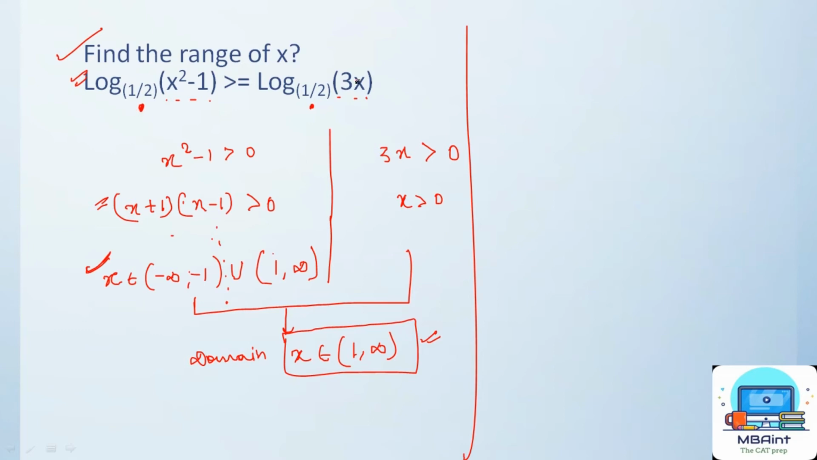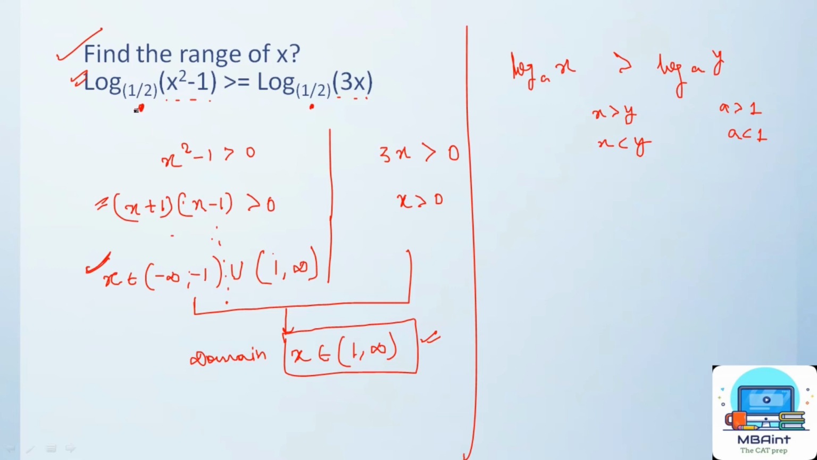I'll quickly revise if you guys have forgotten. Let's say this is log A of X, and log with the same base A of Y. When A was greater than 1, what was the scenario here? X must have been greater than Y, right? And if A is less than 1, in that case, X should be less than Y, right?